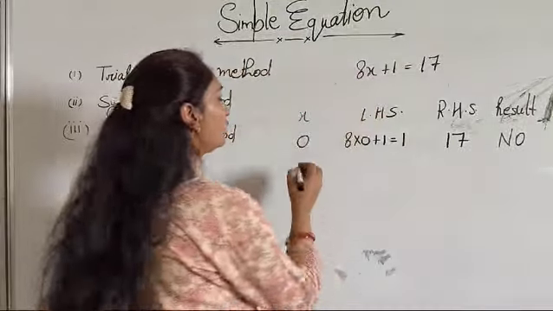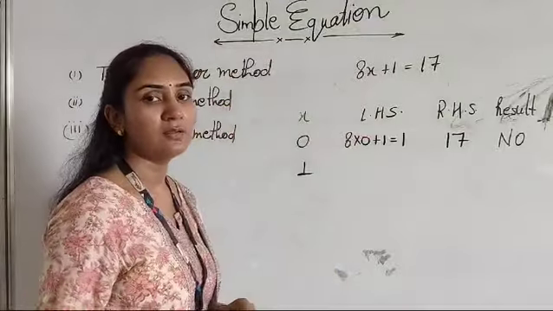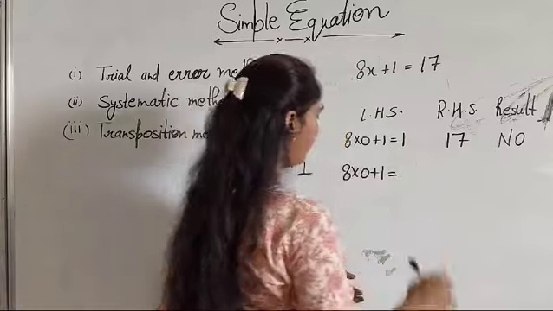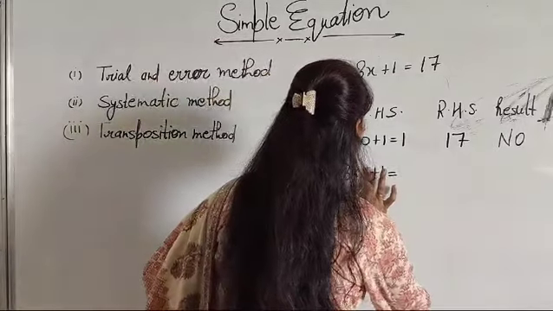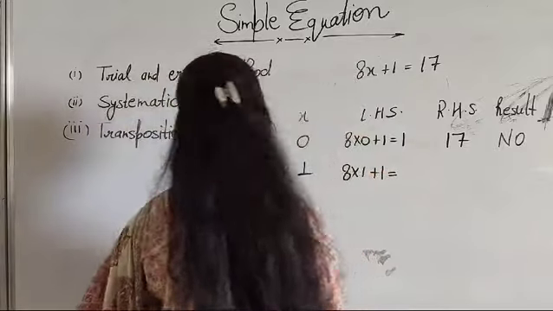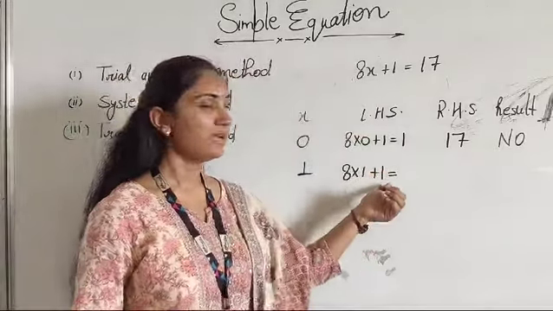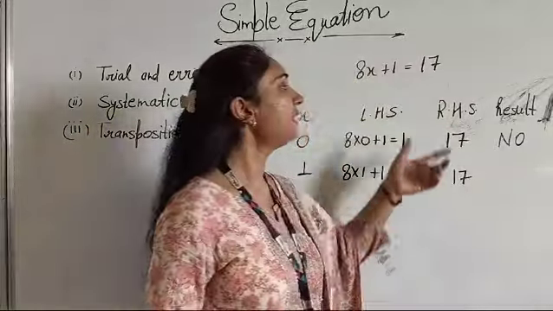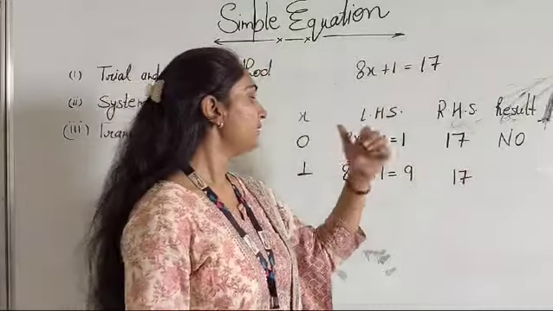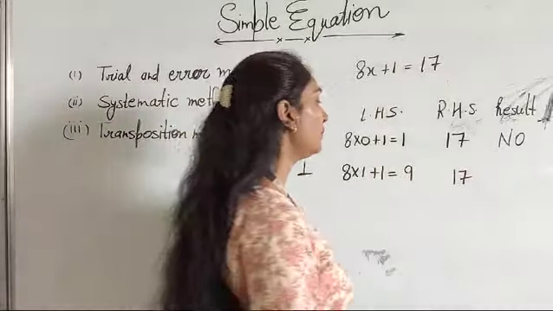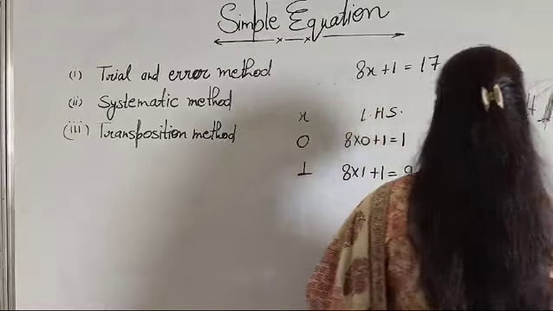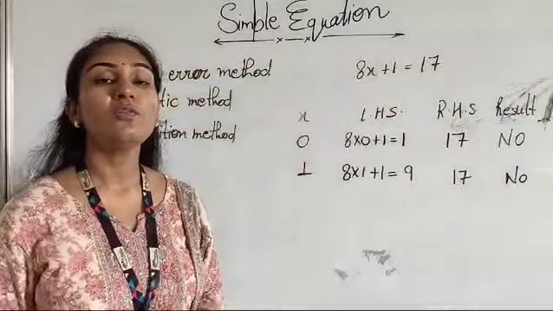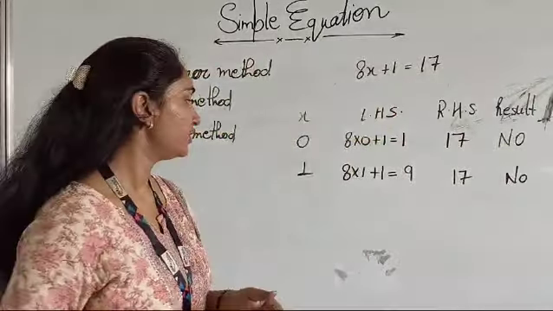Now assume the second value, 1. This time the value of x is 1. 8 plus 1, that is 9. Left hand side is 9 and the right hand side is 17. Is 9 equal to 17? No. Result is no. Left hand side is not equal to right hand side. That means it is not the solution of this equation.